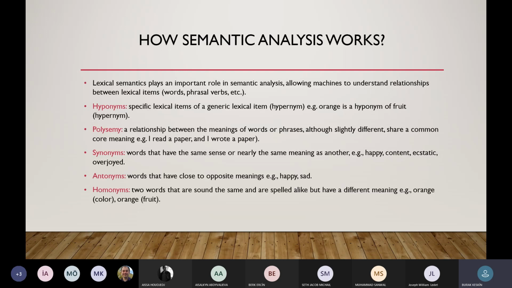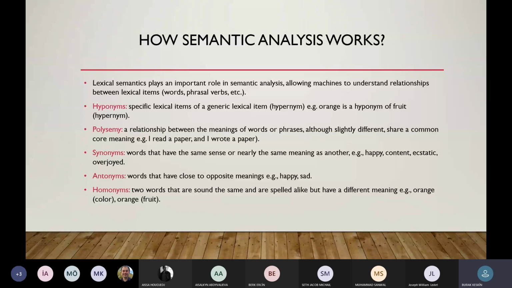Lexical semantics plays an important role. We need to understand the relationships between words, phrasal verbs, etc. Hyponyms are specific lexical items of a generic lexical item. For example, orange is a hyponym of fruit. So orange is a fruit and there's a relation.